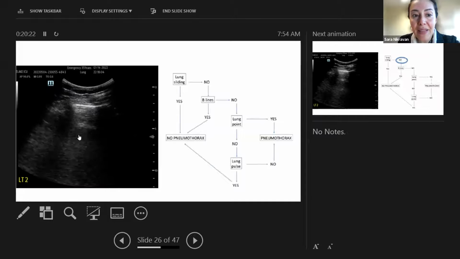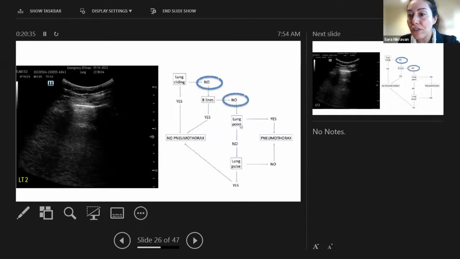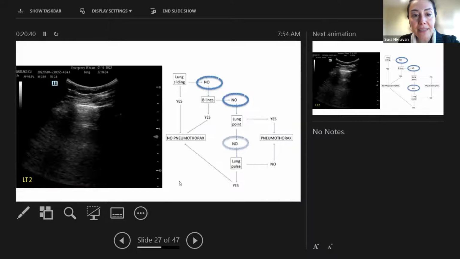I didn't see the flashes of light that I would expect to see in a patient with normal lung sliding. So then I had to start thinking, there's no lung sliding, there's no B-lines. So let's look for a lung point. And I scanned up and down the whole chest, and I didn't see a lung point.